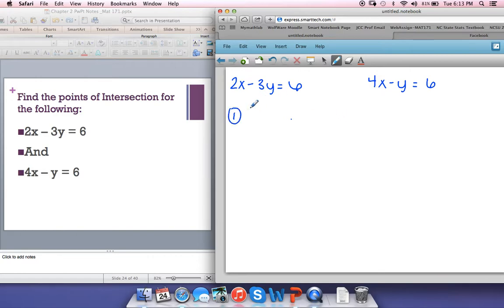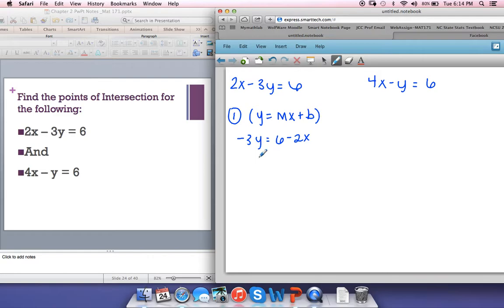Step 1 says to put both equations into slope-intercept form. You all know that slope-intercept form is going to have the form y equals mx plus b. M stands for my slope. B stands for my y-intercept. Good. Okay? All right. Negative 3y equals 6 minus 2x.